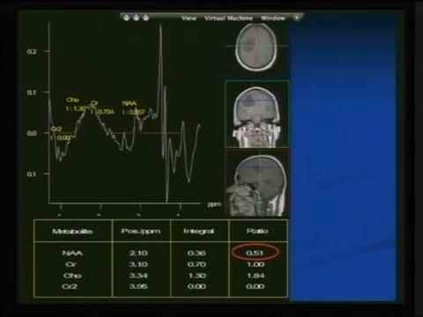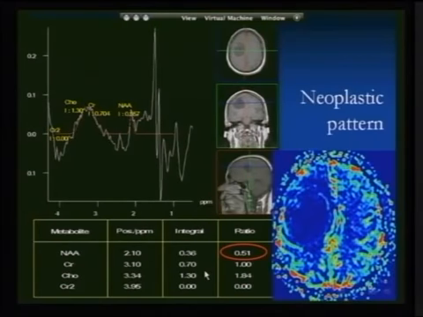Again, proceed to spectroscopy. The ratios are altered. The NAA is low in comparison to choline. This is a neoplastic pattern. On perfusion, we can see a hyper-perfused rim denoting neoangiogenesis, and the diagnosis of tumor was settled.